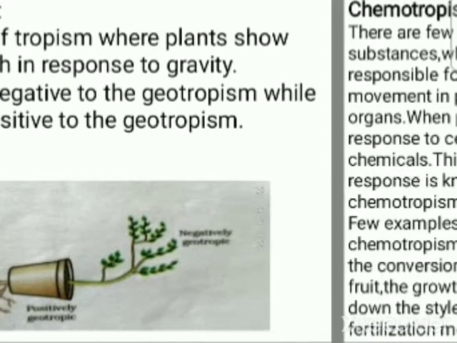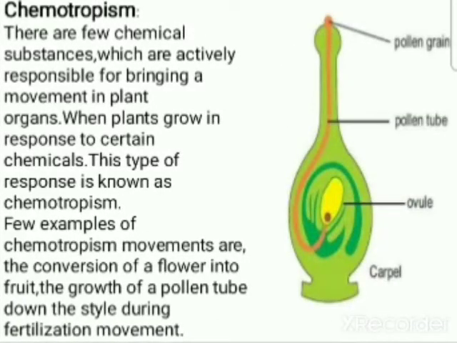The next type of tropism is chemotropism. There are a few chemical substances which are actively responsible for bringing about movement in plant organs. When plants grow in response to certain chemicals, this type of response is known as chemotropism. A few examples of chemotropic movements are the conversion of a flower into fruit and the growth of a pollen tube down the style during fertilization.